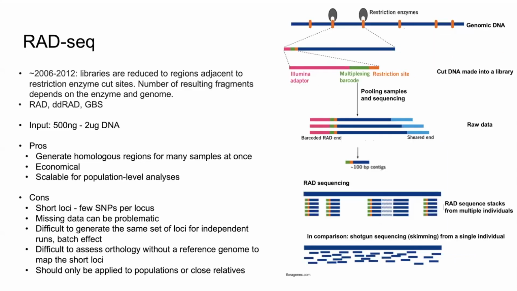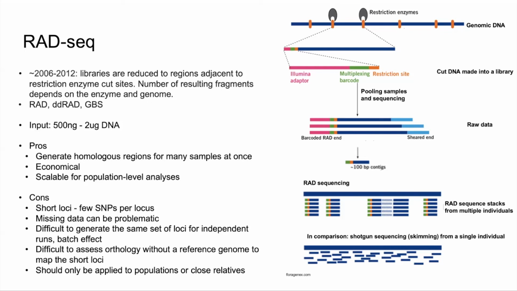RAD-seq was developed between 2006 to 2012, and there are a number of papers on the method. This method reduces the libraries to regions adjacent to restriction enzyme cut sites. And the number of resulting fragments that you get and that you sequence depends on both the enzyme that you use as well as the genome that you're putting in. There are a few different flavors of this, so it might just be called RAD or restriction site associated DNA sequencing, double digest RAD, which uses a two enzyme method, or genotyping by sequencing.